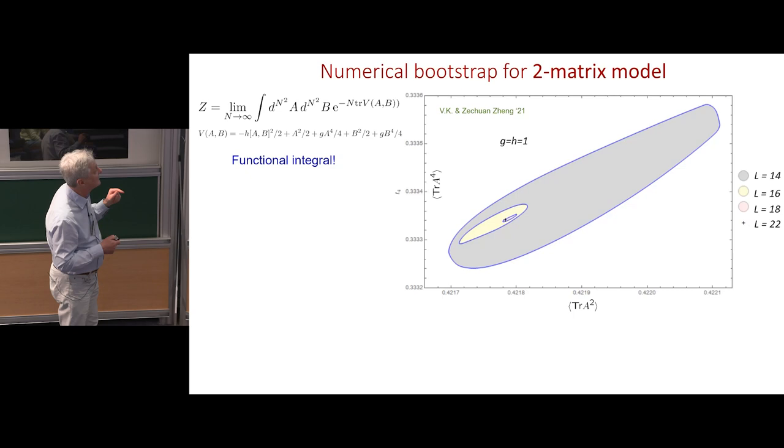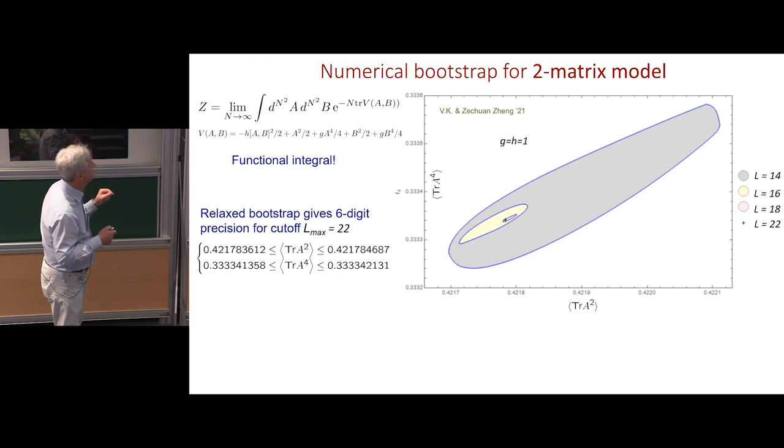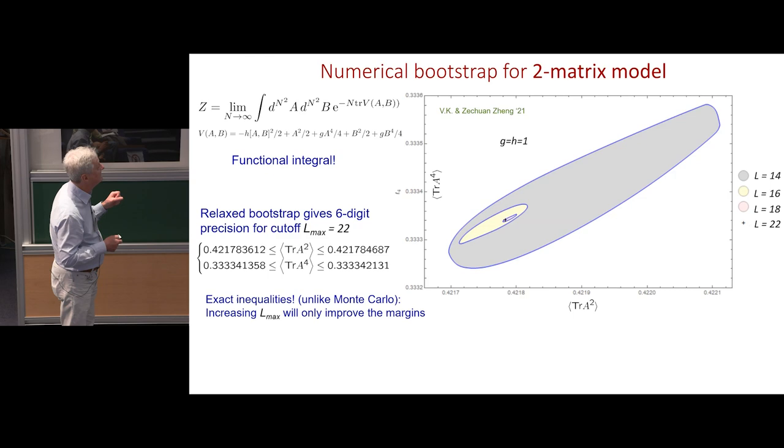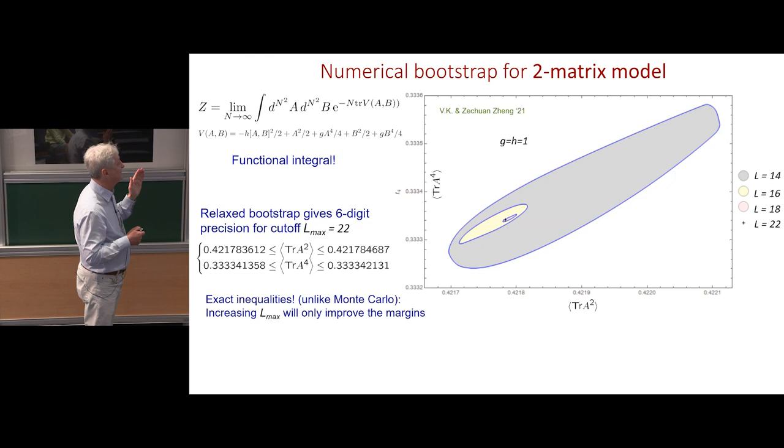And the result we get is six digits precision for our maximal Lmax equals 22, our cutoff of length. You see, that's the result for this point on the diagram. Again, I stress that this is exact. These are exact inequalities, so we are sure that the exact result lies between these numbers.